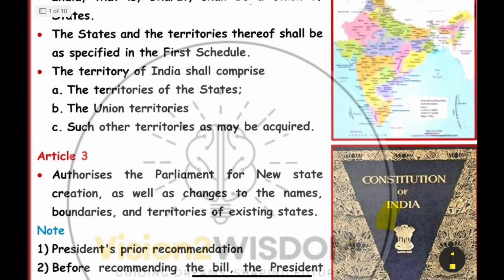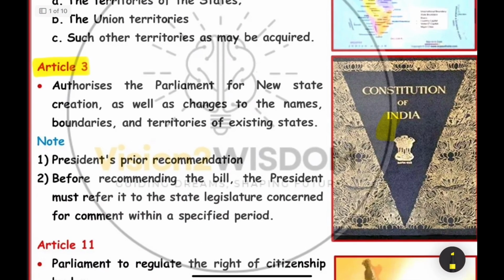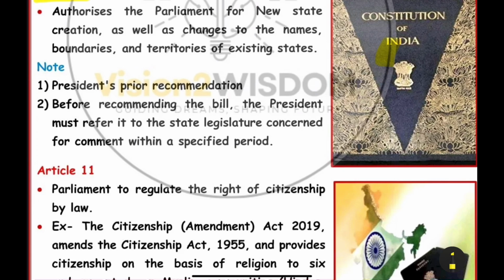Then Article 3 of the Constitution tells us, suppose any new area is occupied by the Indian government, this is also mentioned in Article 3. And suppose the Indian government tries to bifurcate any state into 2 new states, this can be possible with the help of Article 3. It authorizes Parliament to create new states, and to change the names, boundaries, and territories of existing states. For any changes under Article 3, the President's prior recommendation is required.